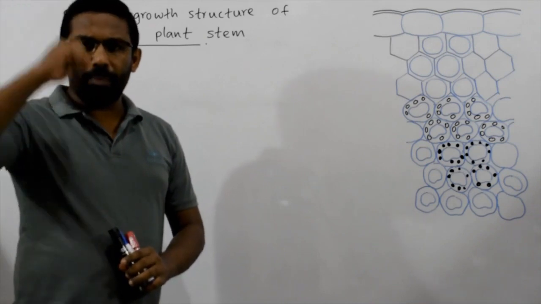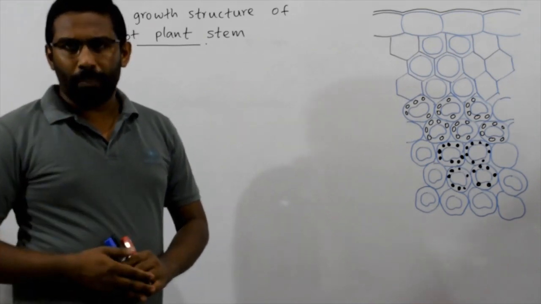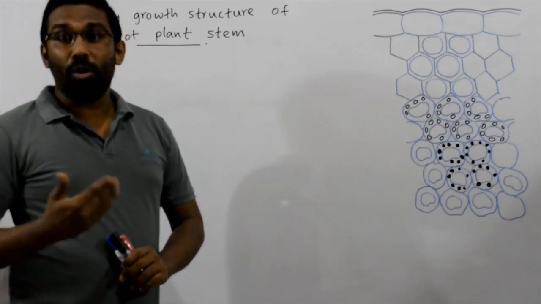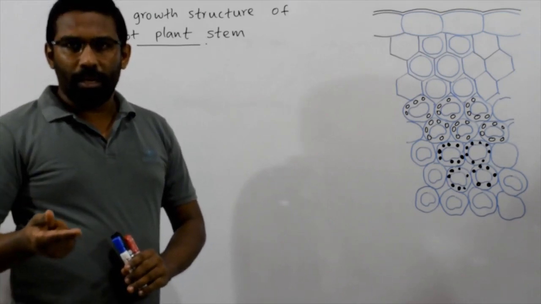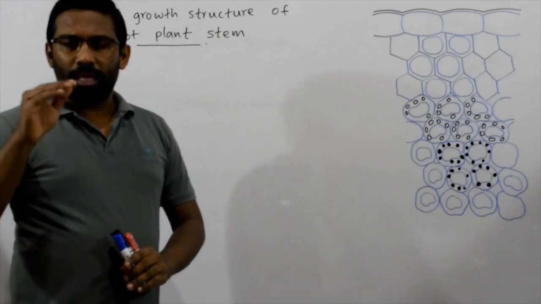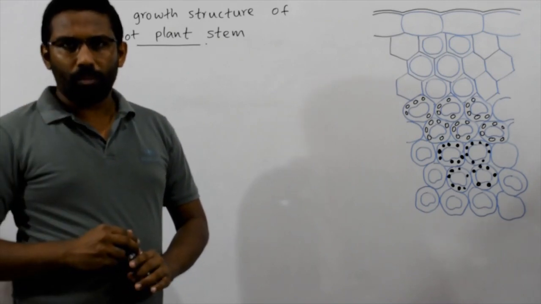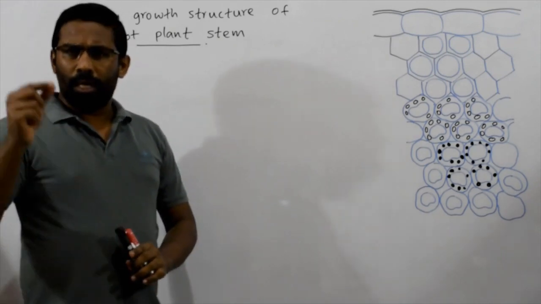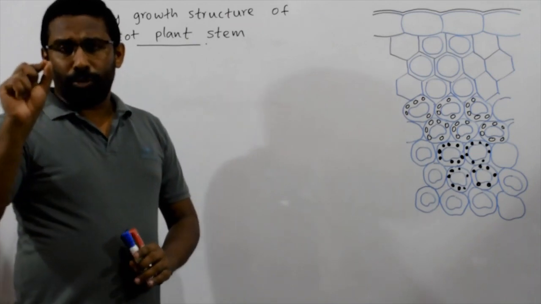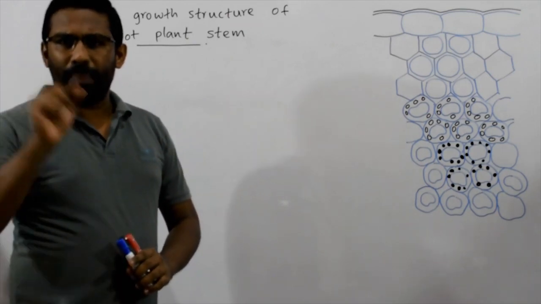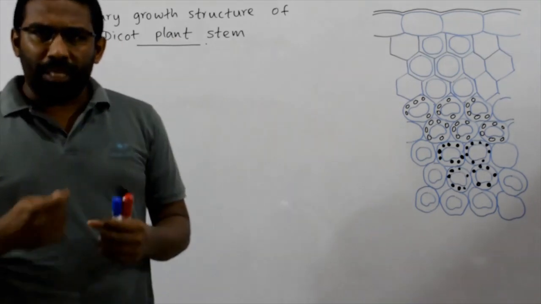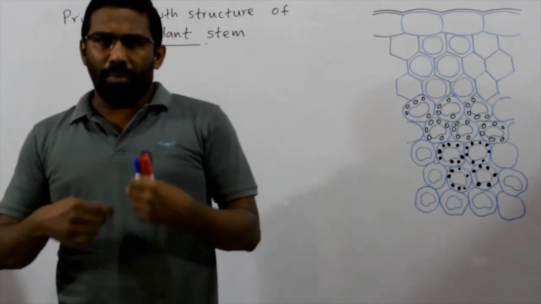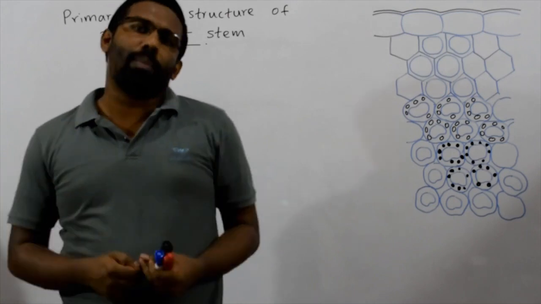As we discussed in the root apex, shoot apex also has three overlapping regions. At the tip it has the zone of cell division. Below that it has the zone of cell elongation. Then below that it has the zone of maturation. Below the zone of maturation, it has permanent tissues. At the tip of the shoot apex, in the zone of cell division, it has apical meristem. That apical meristem contains initials.